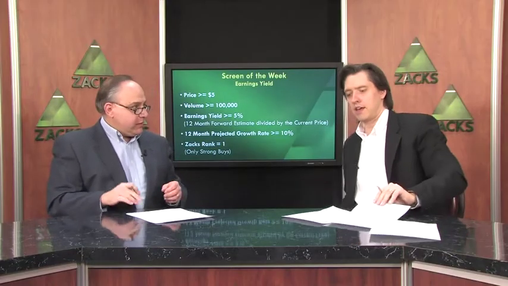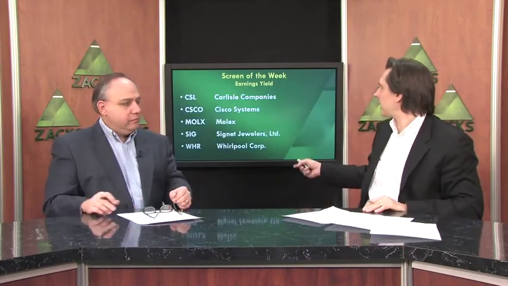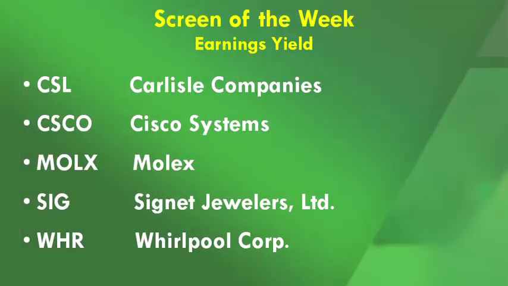And highlight some stocks that came through the screen. Yeah, the 5 stocks that came through are Carlisle Companies, Cisco Systems, Molex, the jeweler Signet Jewelers, and then Whirlpool. All good-looking companies. They all have a great Zacks Rank, all have good growth rates, but more importantly, they all have earnings yields that are very, very attractive, and I think they have good payouts on those. Do you own any of those? None of those. All right.